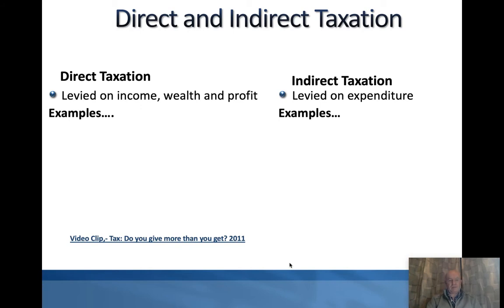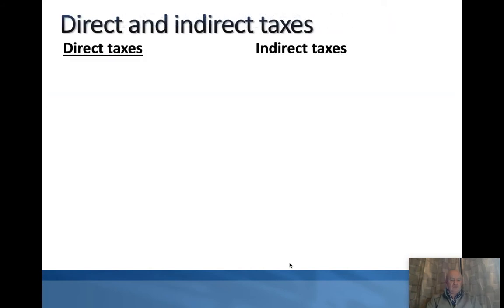Okay, so examples then of direct taxes and indirect taxes. First we'll look at direct taxes. Okay, we've got income tax. Fundamentally, anybody who works for anybody will be paying income tax at source, PAYE, pay as you earn, and that income tax goes direct to the government.